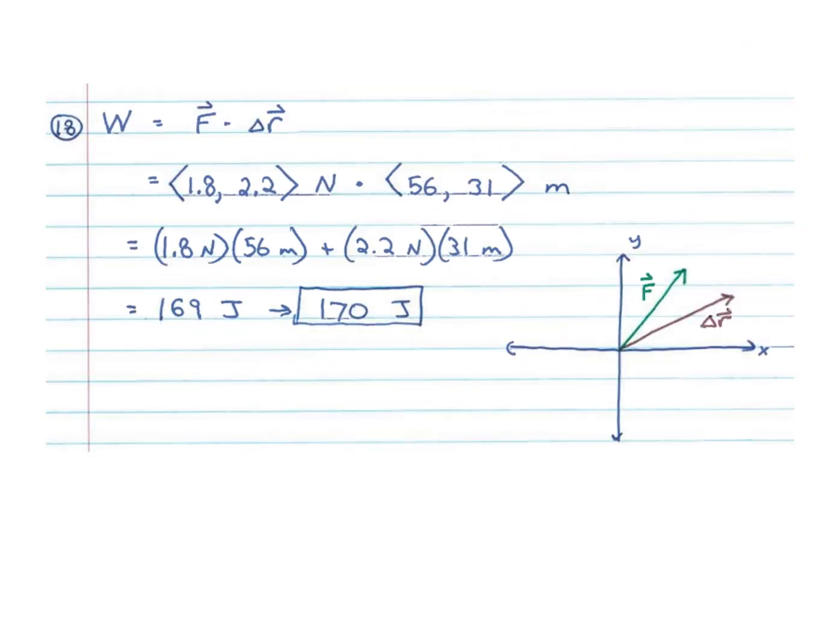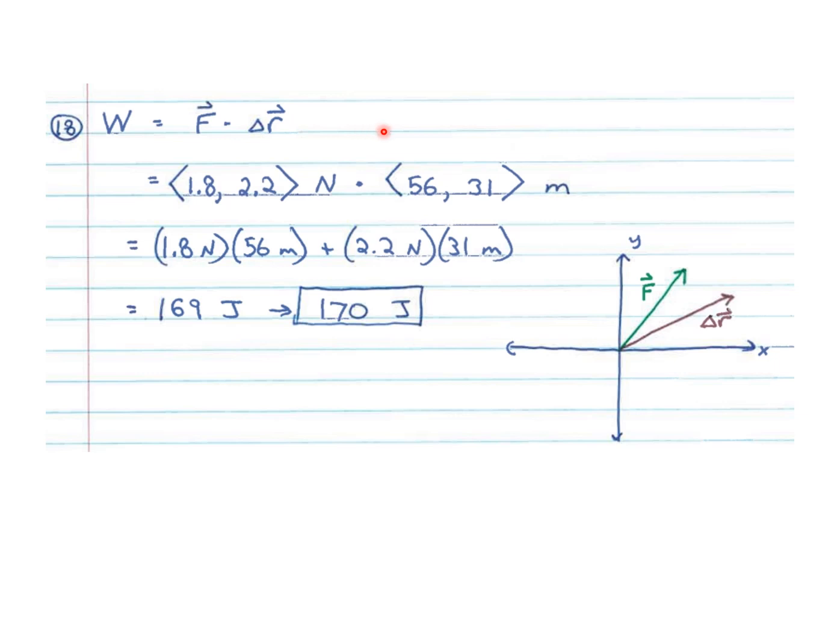Number 18, find the work done by a force 1.8 i hat plus 2.2 j hat newtons, as it acts on an object moving from the origin to the point 56 i hat plus 31 j hat meters. Since it's moving from the origin, from 0, 0, that final location is actually the displacement vector. We'll use the scalar product: work is the scalar product of force times the displacement vector.